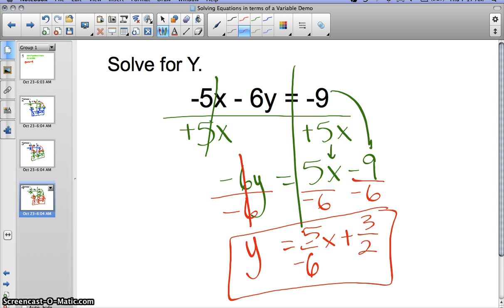Okay. Again, don't worry about fractions. They're perfectly fine. We need to use them. Just make sure whenever you have a fraction that you reduce it as much as possible. But after that, you can leave it right in there. Nothing wrong with fractions. So that's solving equations in terms of variables.